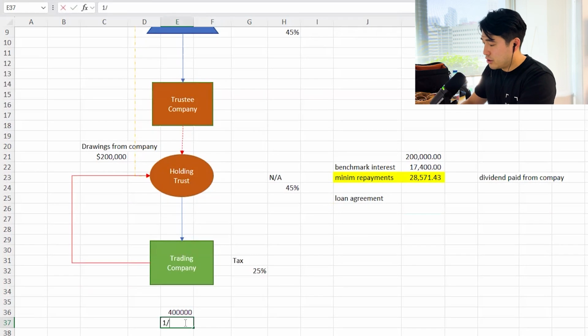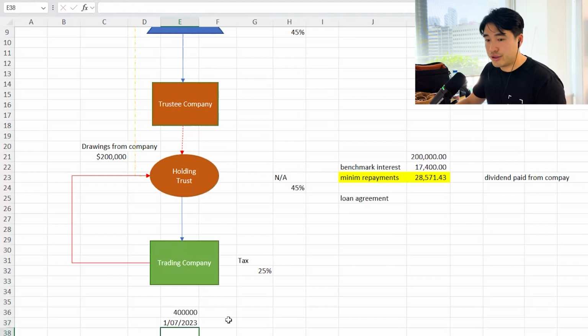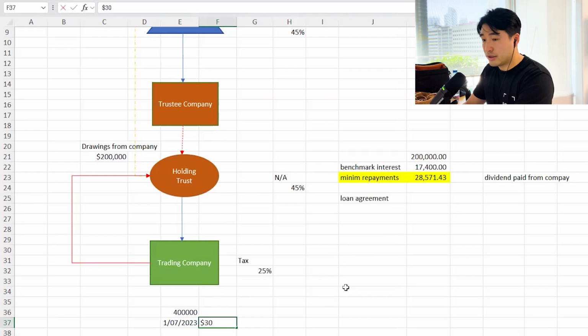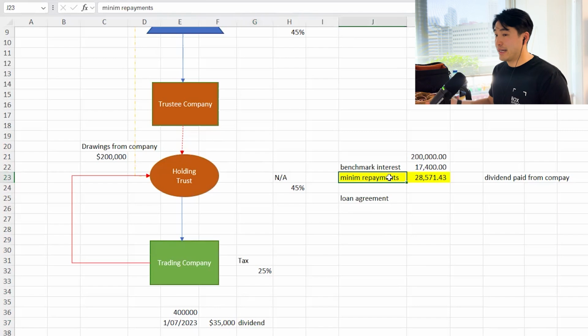Let's just say on the 1st of July, 2023, it declared that it's going to pay a dividend. So at the start of the financial year, it declared, I'm going to pay a dividend, and that dividend is going to be, I'll say, $35,000. If it declares to pay a dividend of $35,000, then instead of making a minimum repayment back to the company, you can offset the minimum repayment with the dividend. And that's how the ATO accepts that.